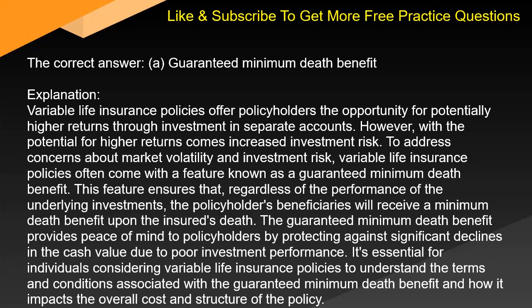This feature ensures that, regardless of the performance of the underlying investments, the policyholder's beneficiaries will receive a minimum death benefit upon the insured's death. The guaranteed minimum death benefit provides peace of mind to policyholders by protecting against significant declines in the cash value due to poor investment performance. It's essential for individuals considering variable life insurance policies to understand the terms and conditions associated with the guaranteed minimum death benefit and how it impacts the overall cost and structure of the policy.